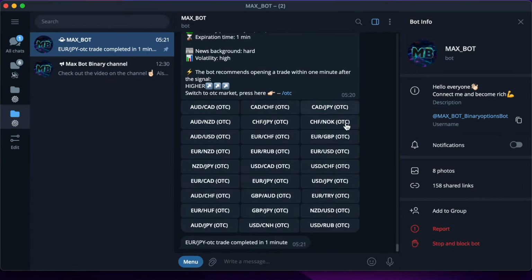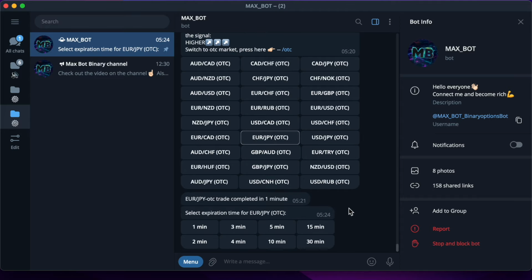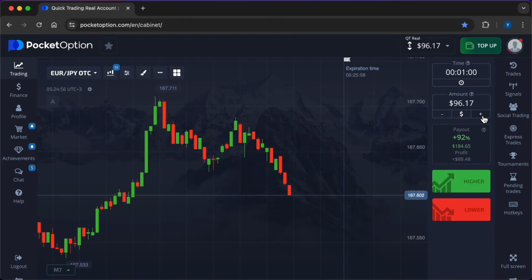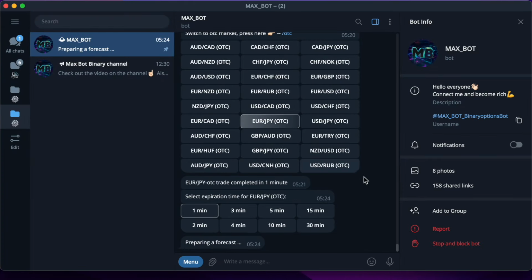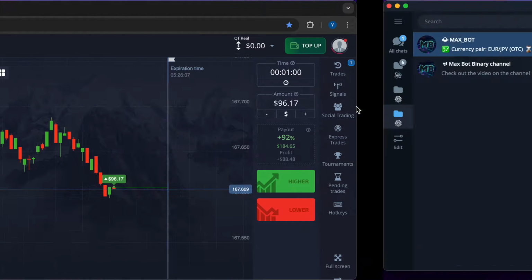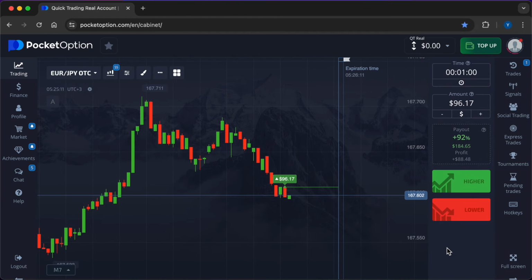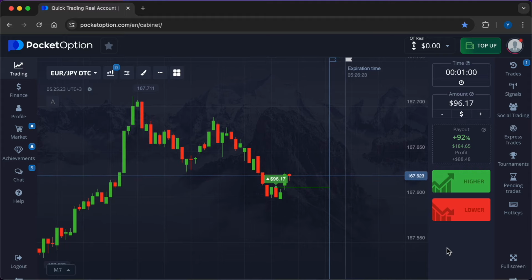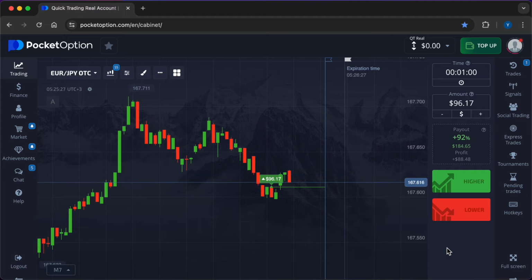So, $46.08 profit. A new investment of $96.17. The signal is higher. AI-driven personalized trading assistants will provide tailored advice and insights to individual traders, enhancing their trading experience and performance. Customized strategies.